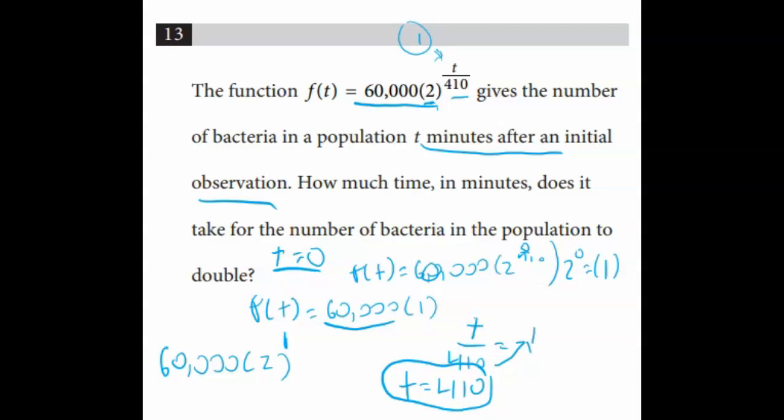Obviously, if you want to double check, you're more than welcome to plug it into your calculator, but 410 divided by 410 is going to be 1. So that's going to put 2 to the power of 1, which is going to keep it at 2. And that 2 is going to be multiplied by 60,000, and that's going to give us double the initial population. So that's why 410 is the correct answer for number 13.